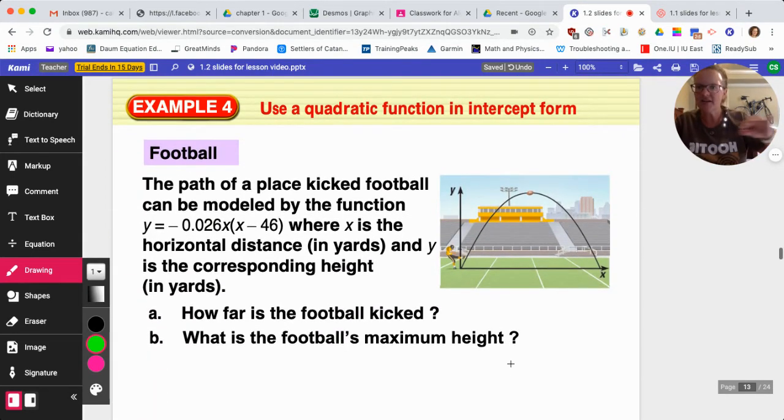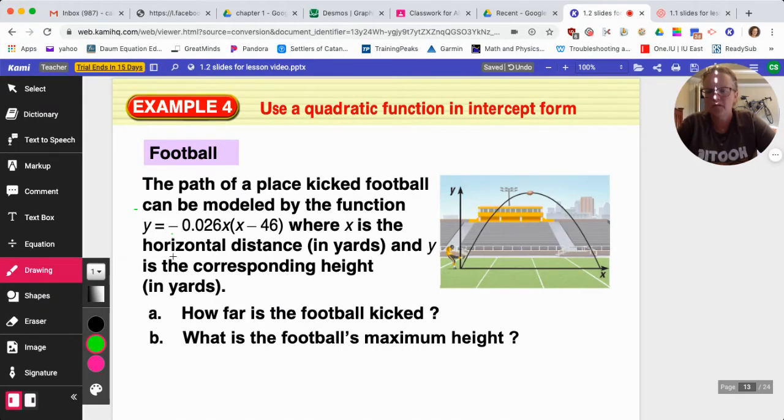All right, so let's try another one. Use quadratic function in intercept form. So the path of a place-kicked football can be modeled by the function y equals, is there a mistake there? Nope. -0.026x times x minus 46, where x is the horizontal distance in yards. How far is the football kicked?